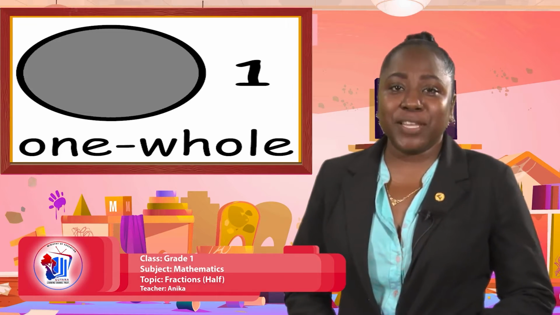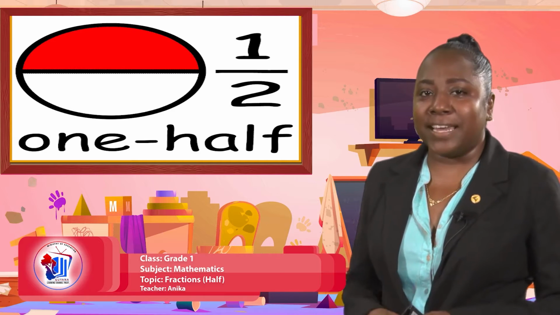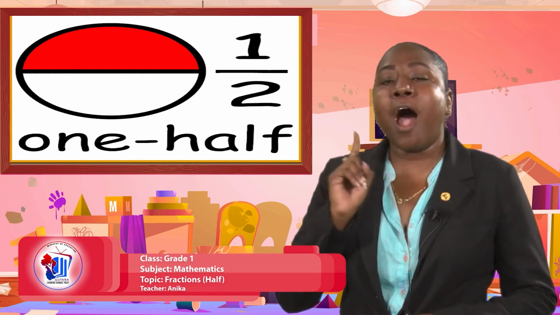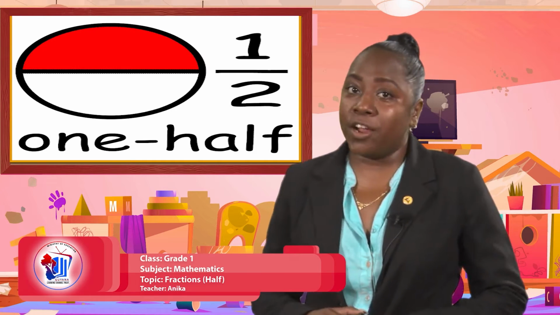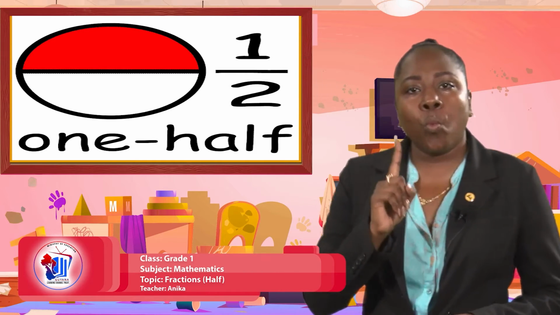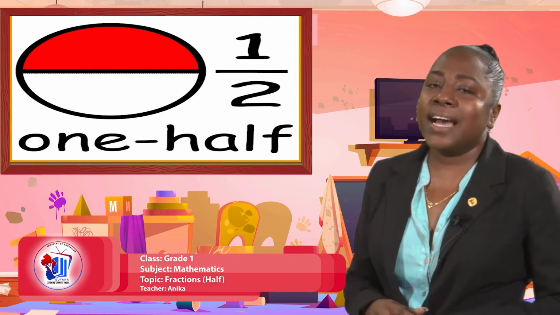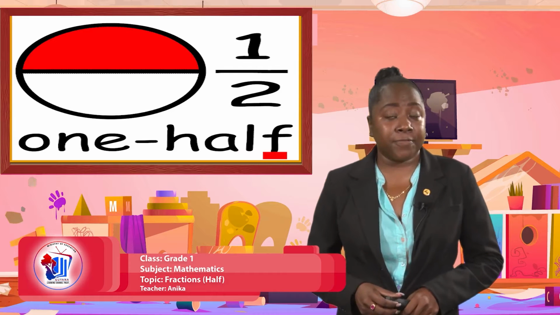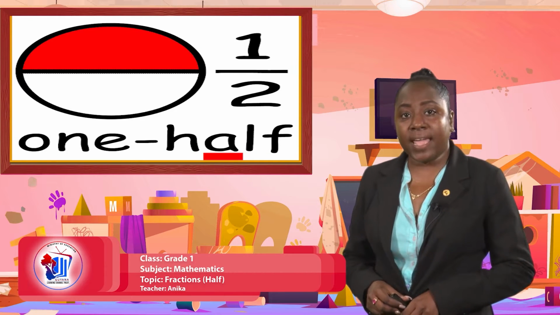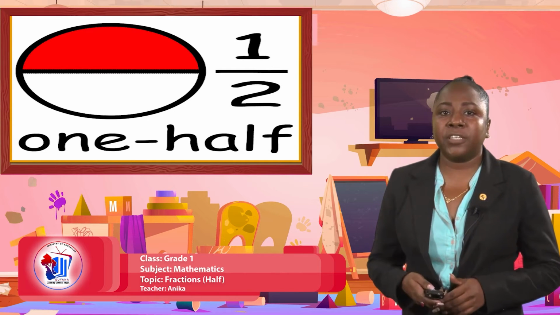Today, we are going to be looking at half of a circle. A circle is divided into two equal parts. We are only going to be looking at one part. So on the screen there, you can see that I shaded just one part of that circle, meaning 1/2. And that half is spelled H-A-L-F. 1/2 of the circle is shaded.